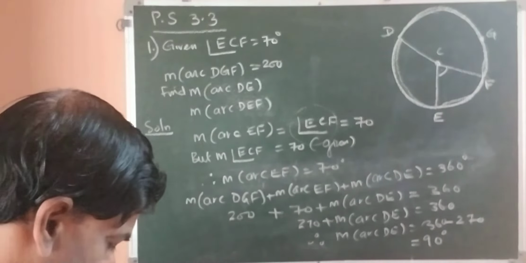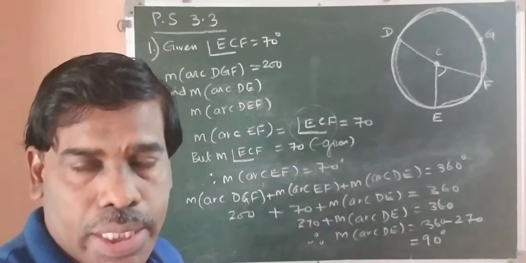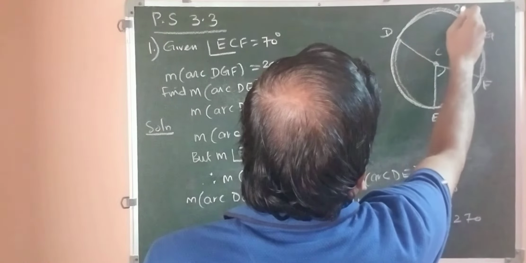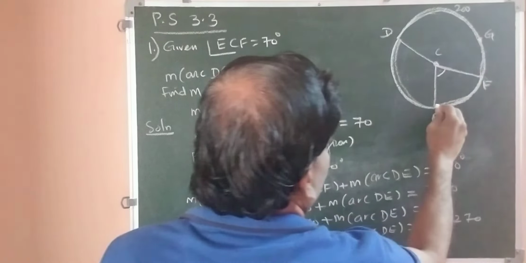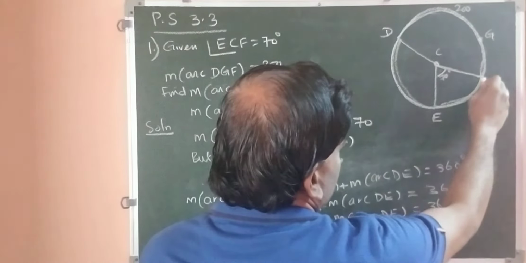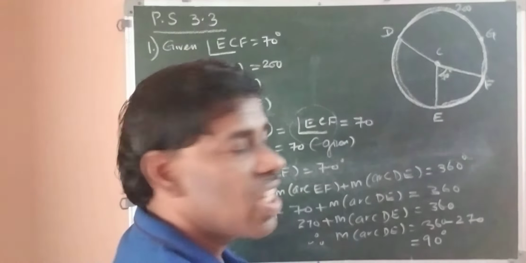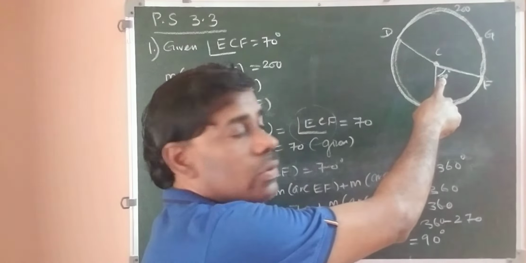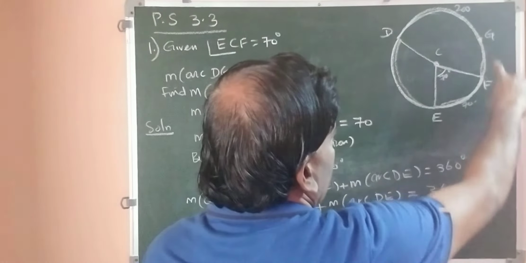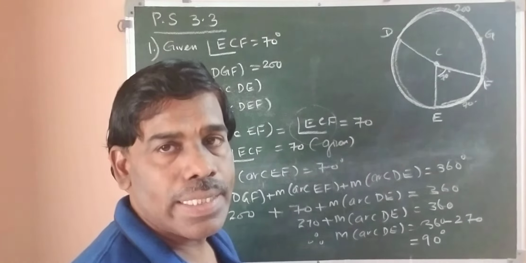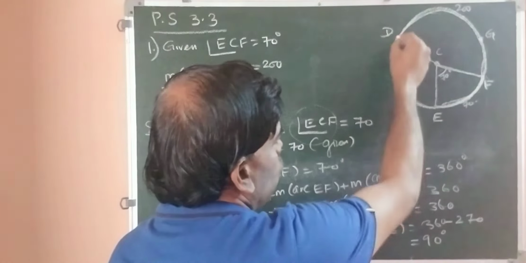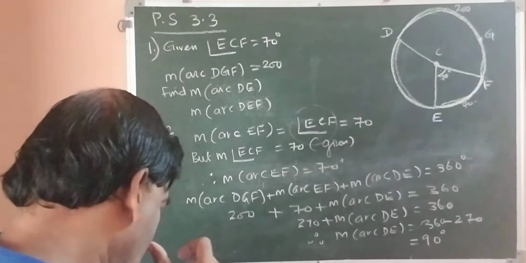Now I will just summarize what we have done. This is given 200. This is given 70 degrees. The measure of the minor arc is equal to its corresponding central angle. So what is the central angle? 70. So this is 70. Now if you find the total, what will it be? 360. That is 200 plus 70 plus this equals 360. So we got this as 90 degrees.